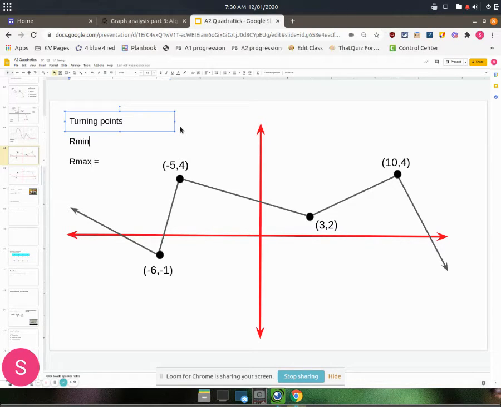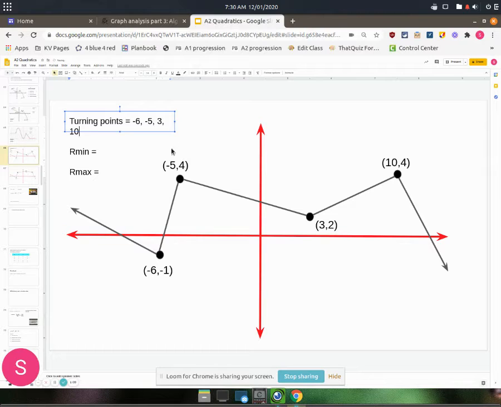All right, I'm going to go ahead and identify these here. So turning points, there are 1, 2, 3, 4 turning points. All right, so -6 is because it goes from down to up right there. -5 is because it goes from up to down. 3 is because it goes from down to up. And so is 10 because it goes from up to down.